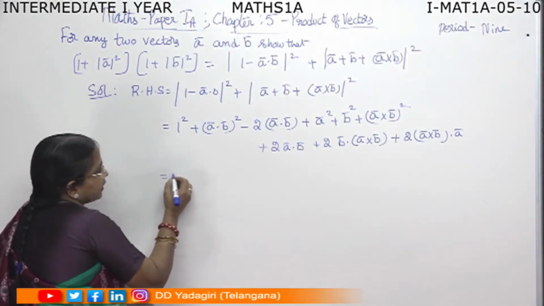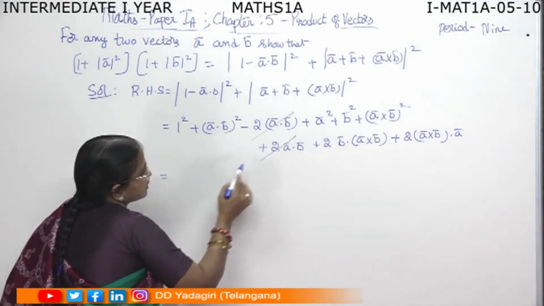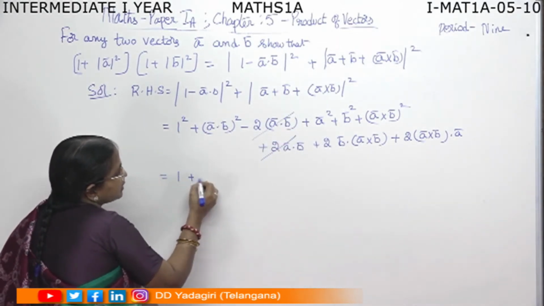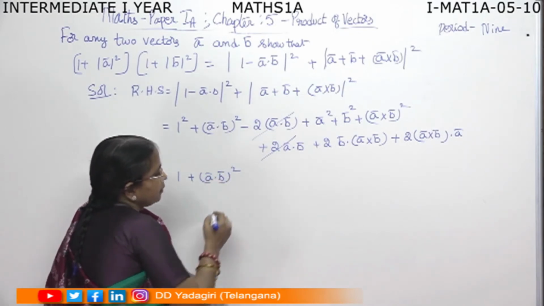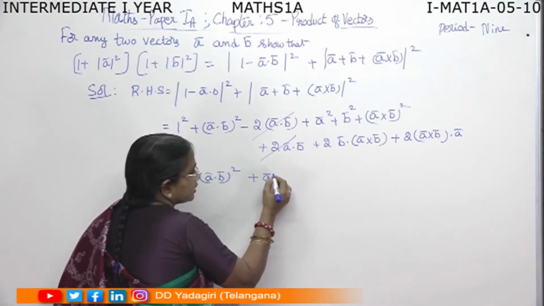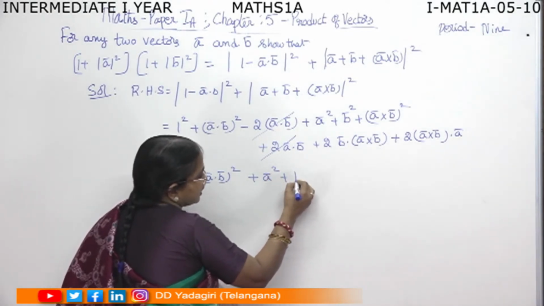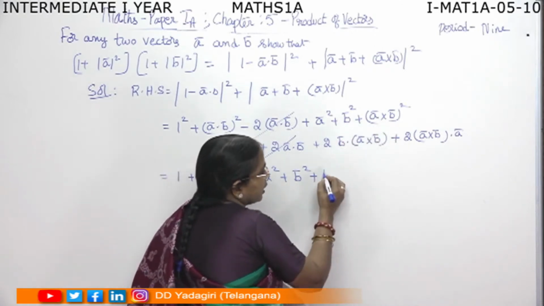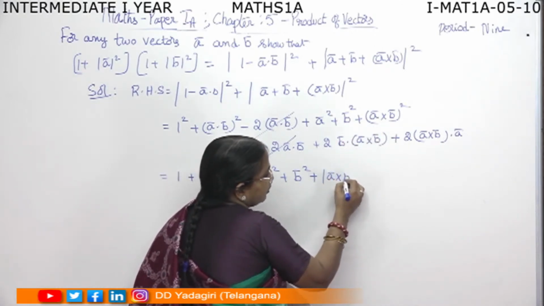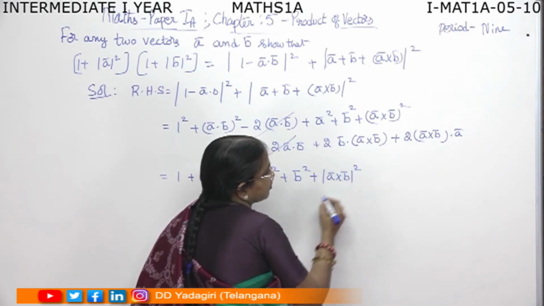Now we'll simplify like this. This 2A dot B gets cancelled. So it is 1 plus A dot B whole square plus A square, plus B square, plus A cross B whole square, which is nothing but mod of A cross B whole square.